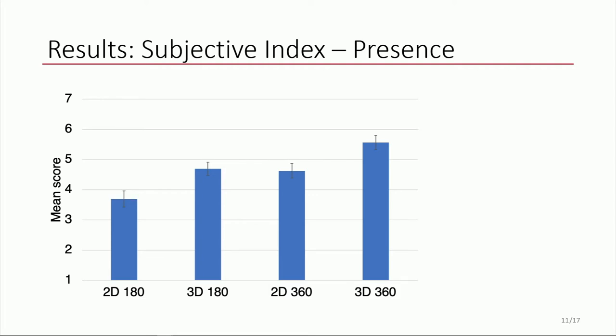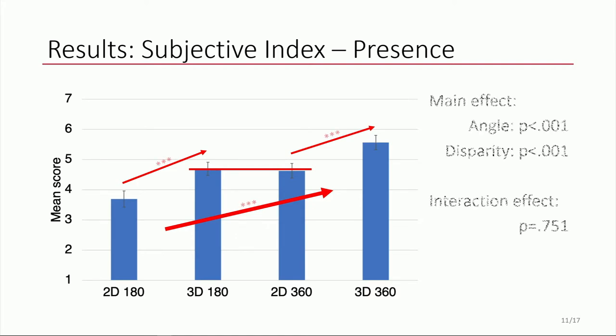This is the result of the questionnaire on presence. It also seemed that the score of 360 was higher than 180, and stereoscopic was higher than monoscopic, and that 3D 180 and 2D 360 were evaluated similarly. On a two-way ANOVA, it was found to be significant effects of disparity and angle.